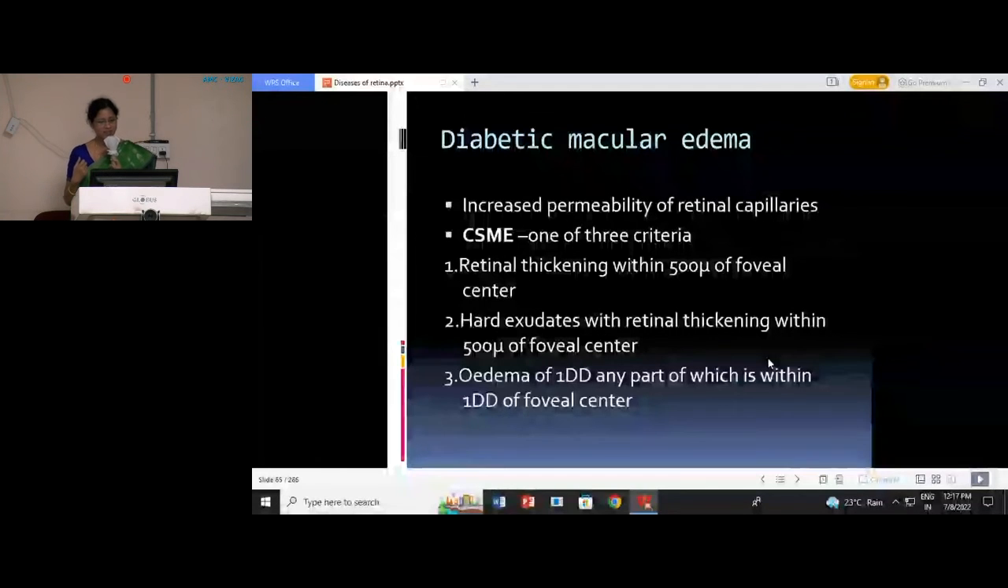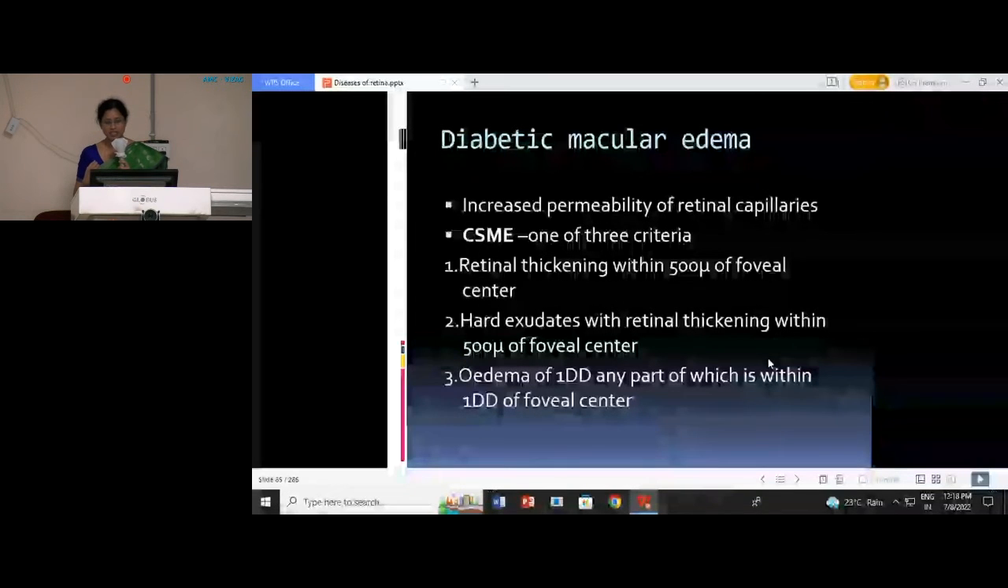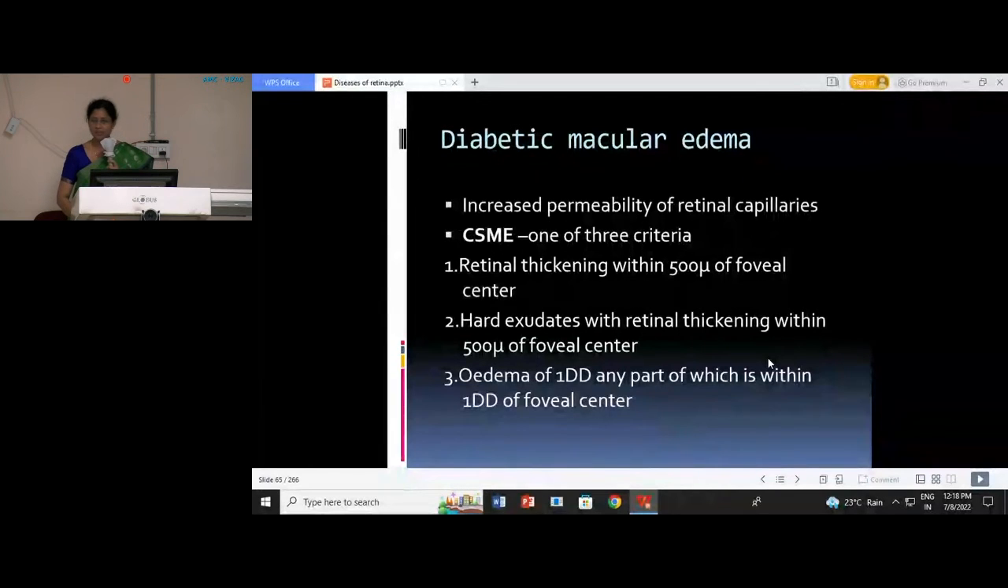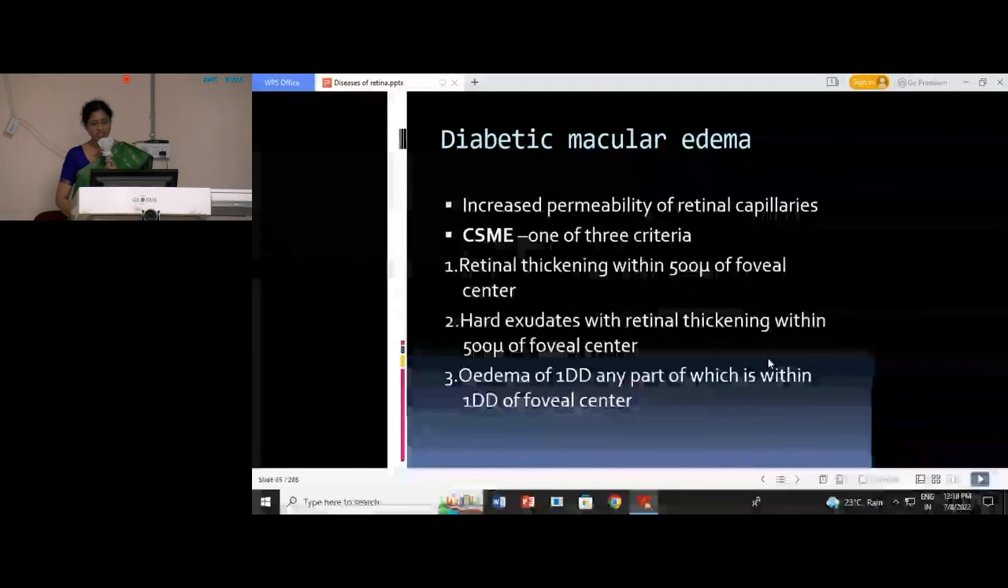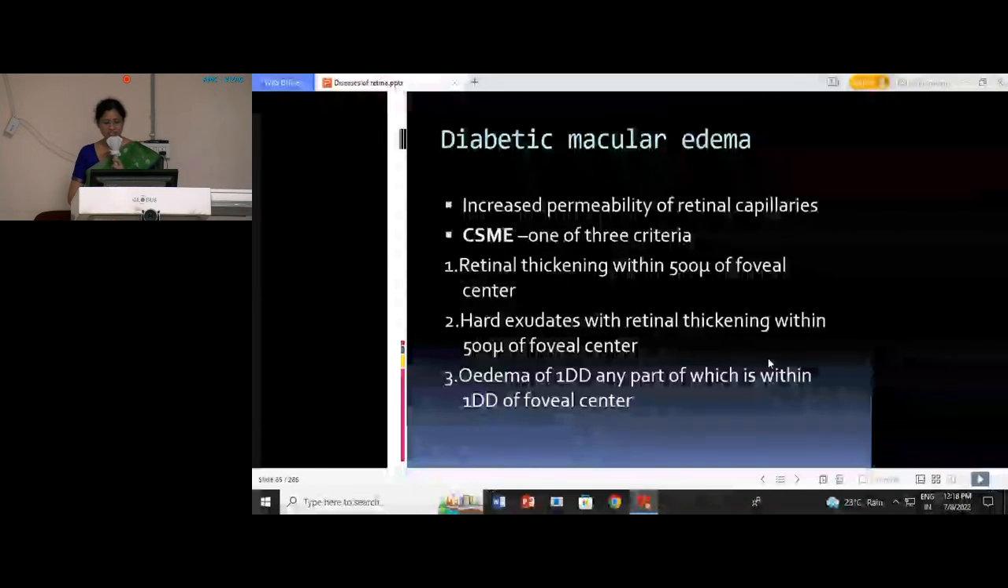So what are the criteria to diagnose it as CSME? There is retinal thickening within 500 microns of foveal center, and then hard exudates with retinal thickening within 500 microns of foveal center, and then edema of one disc diameter, any part of which is within one disc diameter of the foveal center. So I will show you.